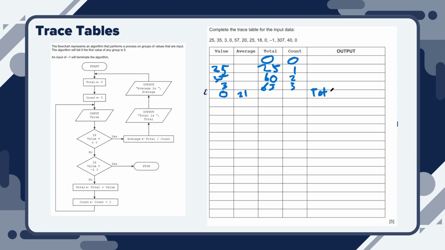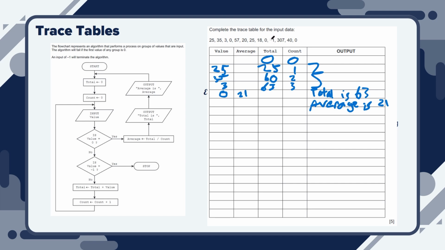Total is 63. Calculators are not allowed, yes. The average is 21. So you go on the next line here because you're outputting again. And then you guys have seen me do this, so I won't continue with that.